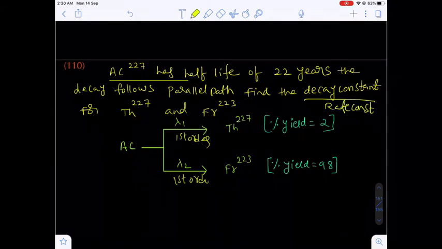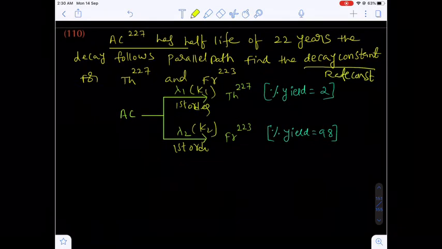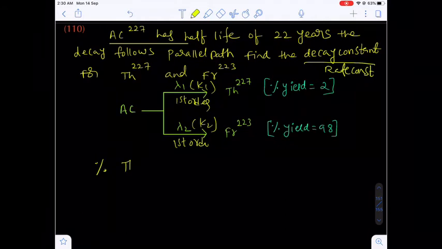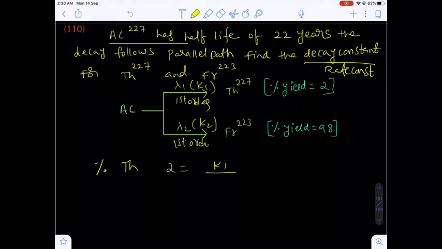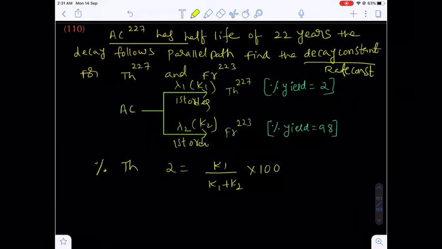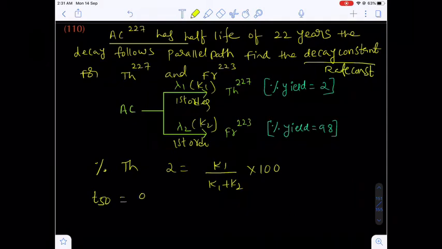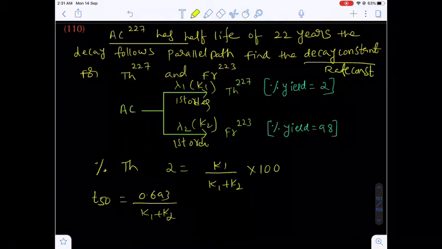So the decay constants for thorium and francium are lambda 1, indirectly K1, and lambda 2, indirectly K2. And the percentage yield is given. Now what is the percentage yield of thorium given here? 2%, which is equal to K1 upon K1 plus K2 multiplied by 100. Are you getting my point? Now what is the half-life of the overall reaction? 22. Do you know T50 is equal to 0.693 by K effective, or K1 plus K2?